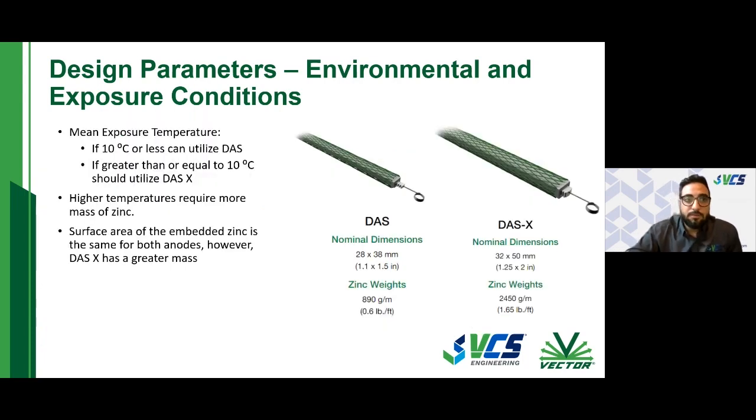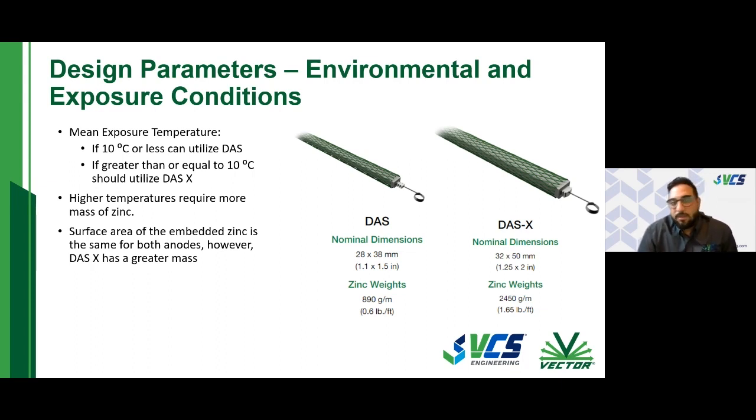And so looking at that and understanding the effects of temperature on current output and corrosion current, when we're designing any sort of distributed anode system, we need to determine, okay, what kind of mean exposure temperatures are we dealing with? Where is our structure situated? Is it in Alaska or is it in Florida? Because obviously those regions have different mean exposure temperatures.